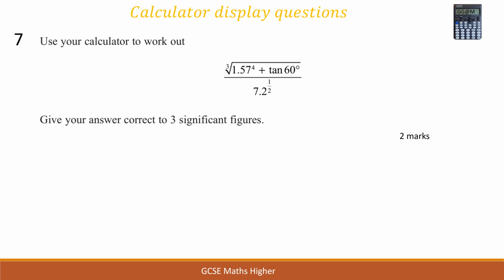This is the second question on calculator display questions and the last one of this topic. Again, you've got to use your calculator. It tells you in the question you're using your calculator. Give the answer to 3 significant figures. That means 3 digits. So work this out on your calculator. Again, it is worth 2 marks. Press pause and then press play when you're ready to start.